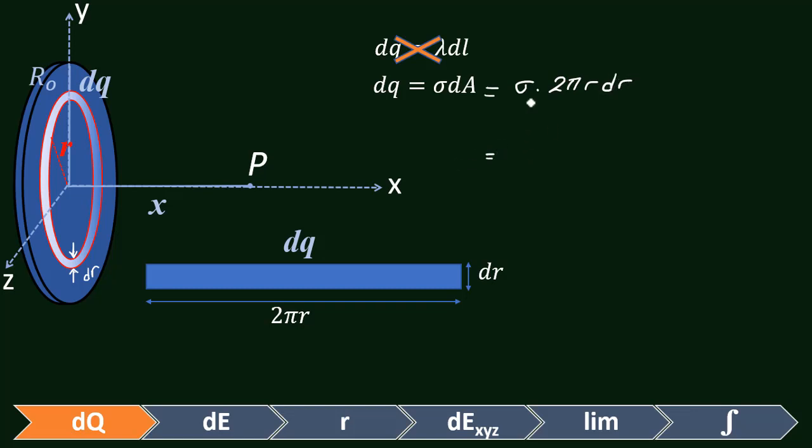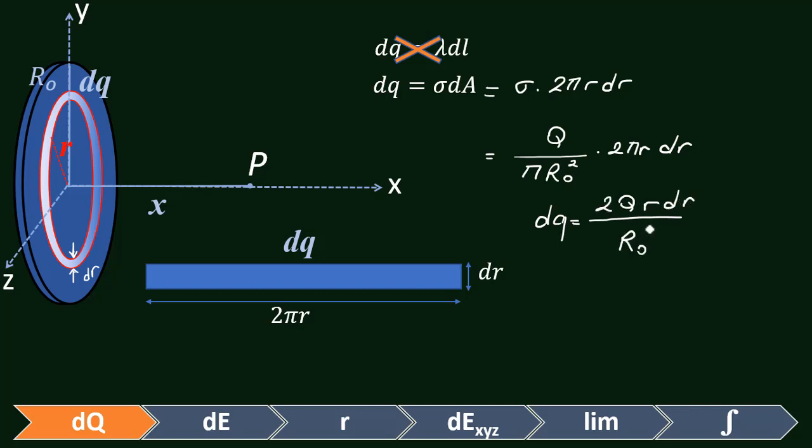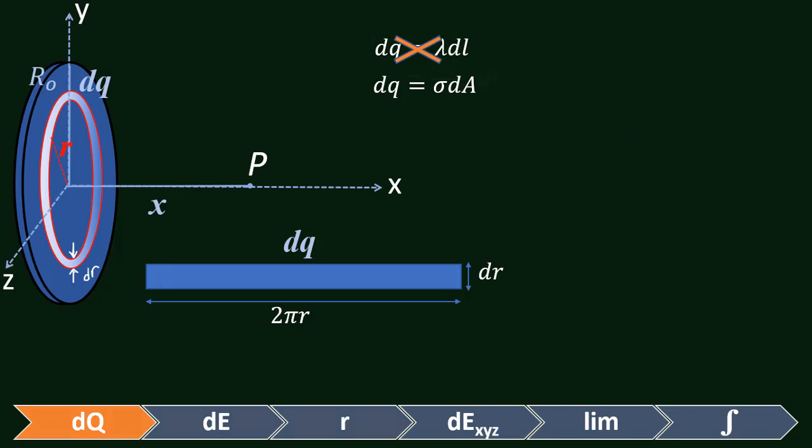We're not given a sigma, so we'll have to rewrite that as total charge Q distributed on the surface of the disk, which is a circle with area pi r0 squared, times 2 pi r dr. Hence, pi's will cancel. We're going to be left with a dq that is 2Q r dr over r0 squared. All right, now we have a dq defined. So we can move on to defining a dE by this dq.